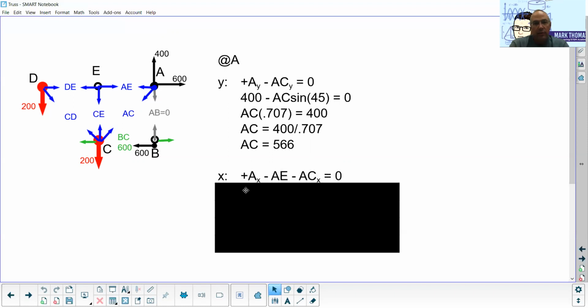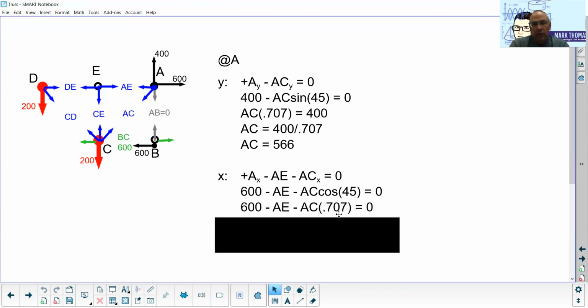So in the X direction, I have AX, which is acting to the right. I have AE, which is acting to the left, and I have ACX, which is partly acting toward the left. So I need the X component of AC. So we have the 600 to the right. I don't know AE, that's actually what I'm going to be able to find. And then I have my AC cosine 45 because it's that adjacent side on this one, the X side on it.